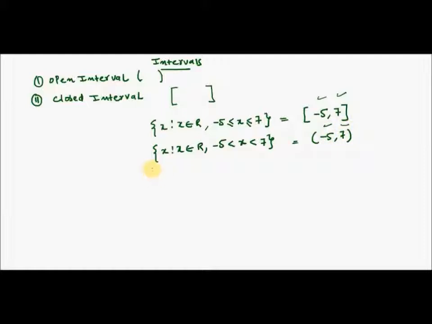Right? Let me say I have another example, x such that x belongs to R, and let me say I have something like this. Now here you can see that x has to be greater than or equal to -5 and it has to be less than 7. So what does this mean? Since -5 contains an equality sign, you will put a closed interval and then you will write -5. But since 7 doesn't contain an equality sign, it has to be an open interval. So it can be written like this, right?